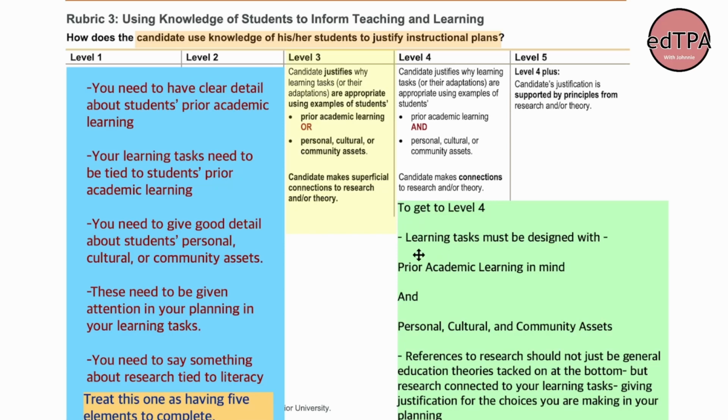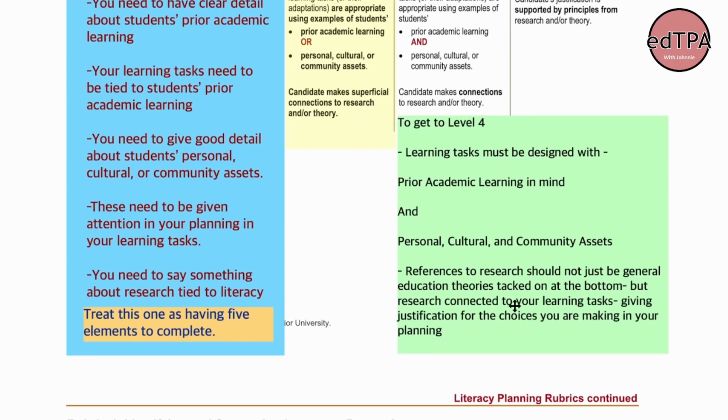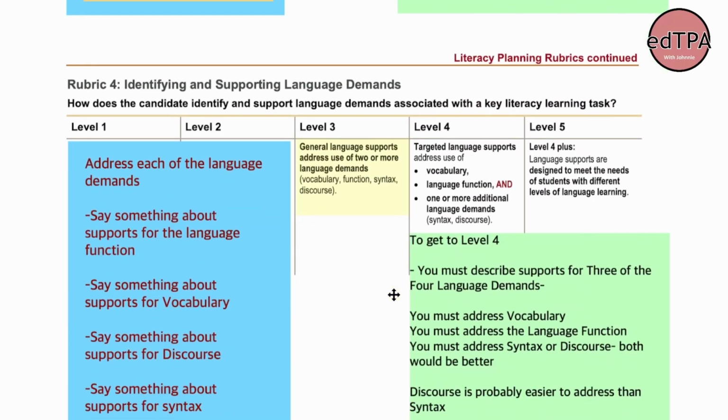To get to level 4, learning tasks must be designed with prior academic learning in mind and personal, cultural, and community assets. References to research should not be just general education theories tacked on at the bottom, but research connected to your learning tasks, giving a justification for the choices you are making in your planning. Much more strength needs to be given to theory in this one. Rubric 4.